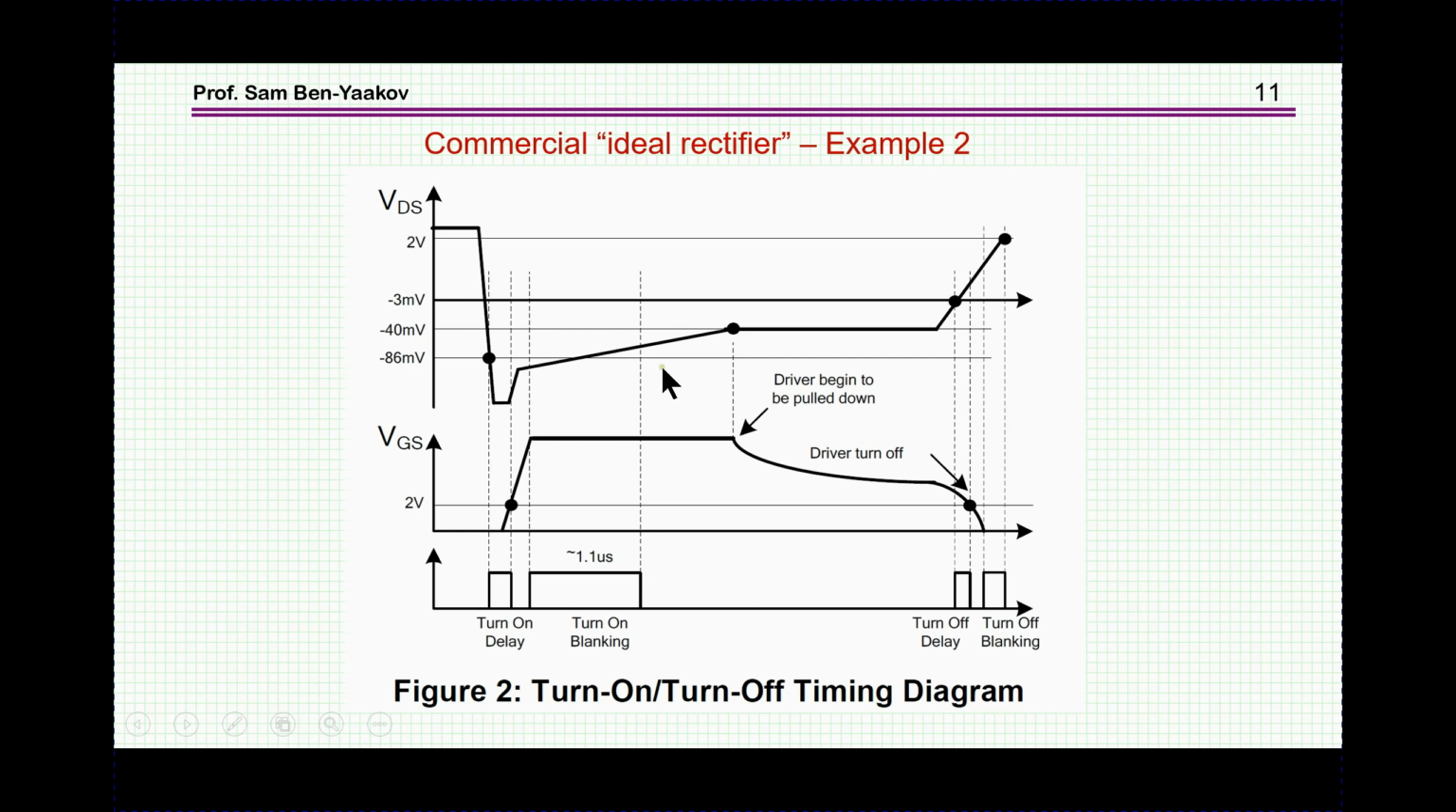And then, of course, as the voltage is reversing, getting towards 0, and when it approaches minus 40 millivolt, the gate voltage starts to drop, and then when it hits minus 3 millivolt, it's supposed to be off. Then there's another delay between this minus 3 millivolt and the time it crosses this threshold 2 volt point, and this is the turn off delay. So the key question is, of course, what are these delays, this turn on delay and this turn off delay?